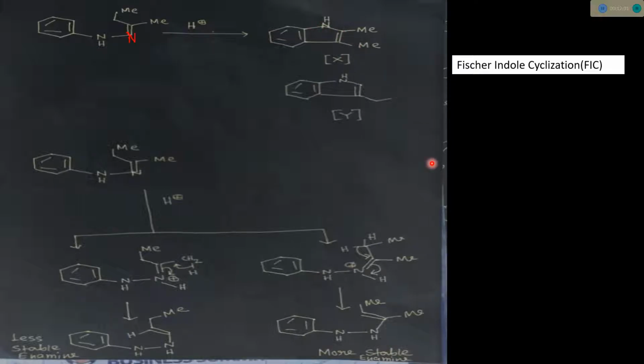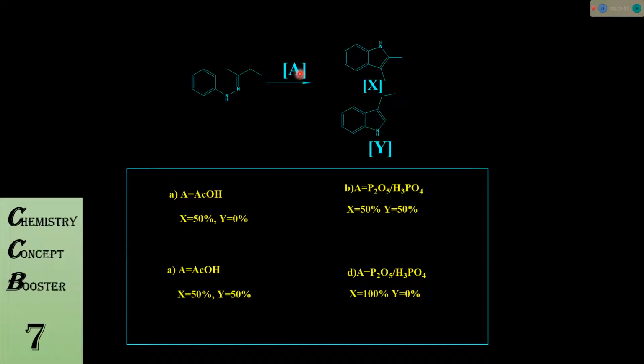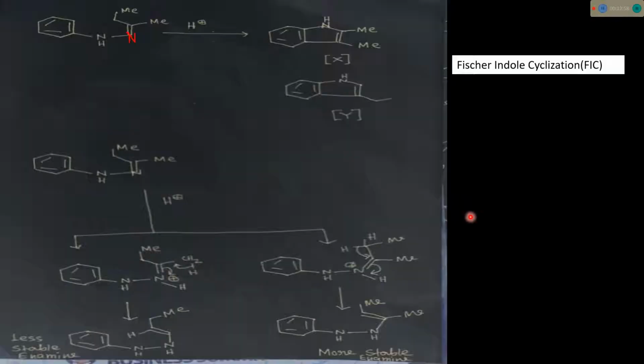Now see, carefully listen. I am going to tell you the most important point. Just listen carefully, or you can write it in your copy. For A, there are two options: either acetic acid or H3PO4, a strong acid.